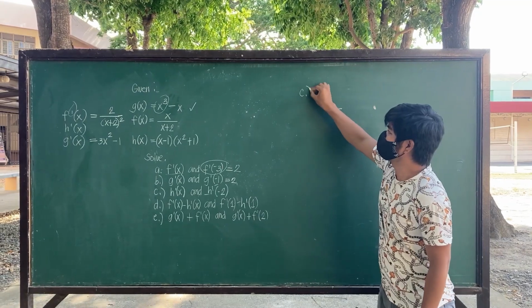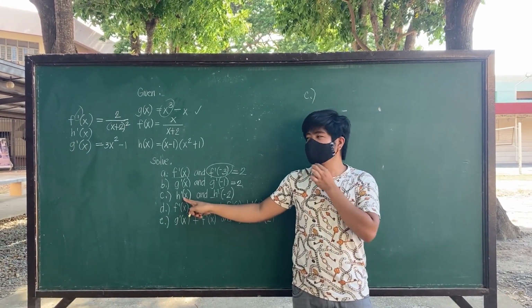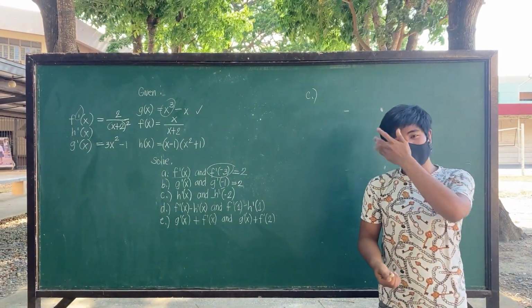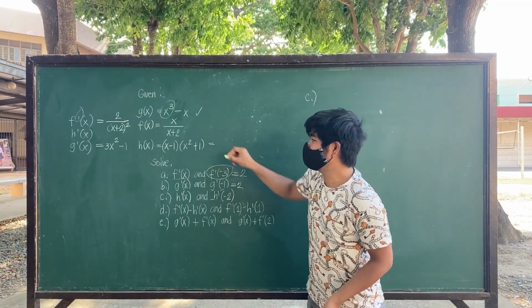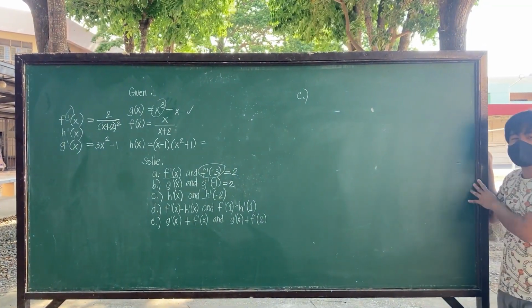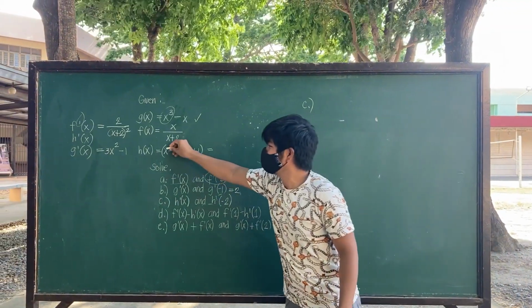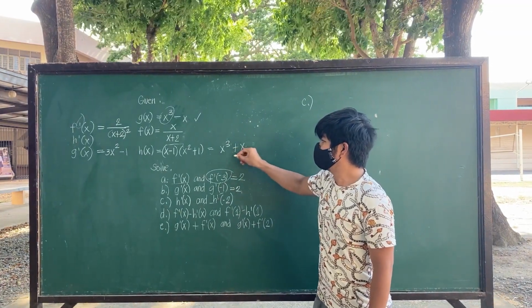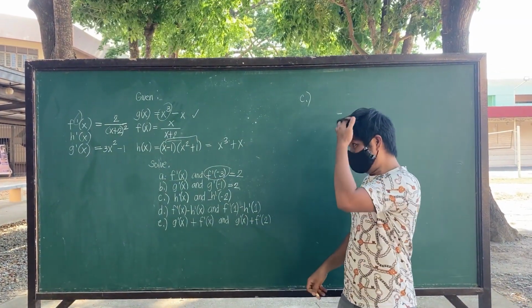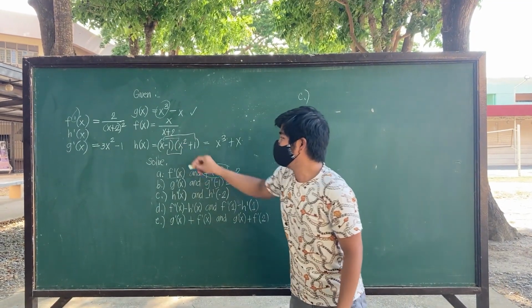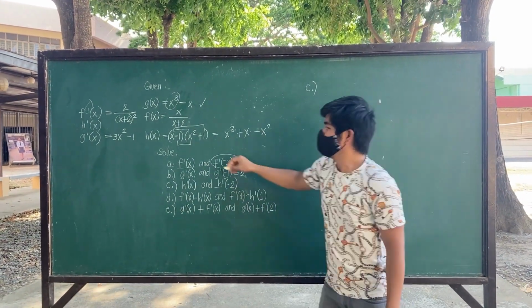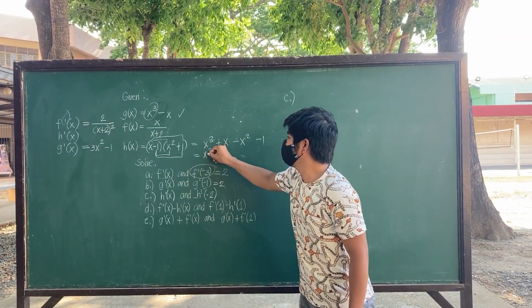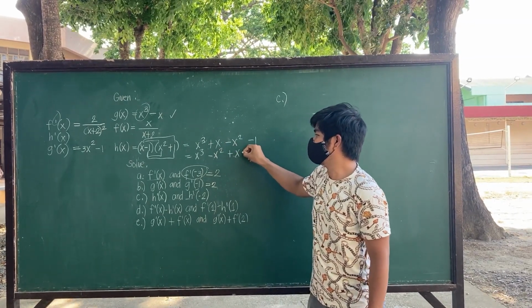So, for letter C, h prime of x is the derivative of function h. And for us to have an easier differentiation, we can get the product of x minus 1 times x squared plus 1, and that is x times x squared. We have x cubed plus x, so x times 1 is positive x. Negative 1 times x squared is negative x squared. And negative 1 times 1 is negative 1. So we have x cubed minus x squared plus x minus 1.